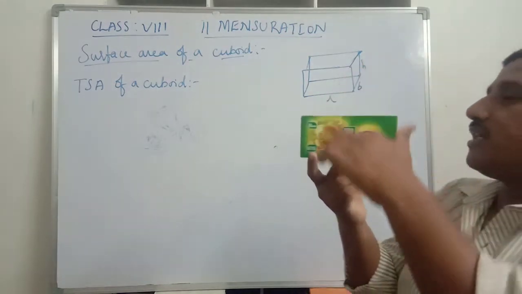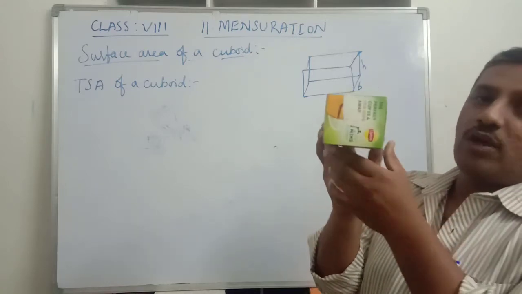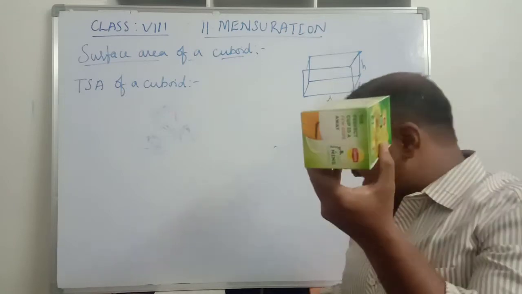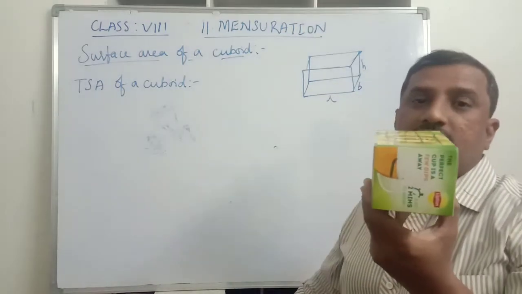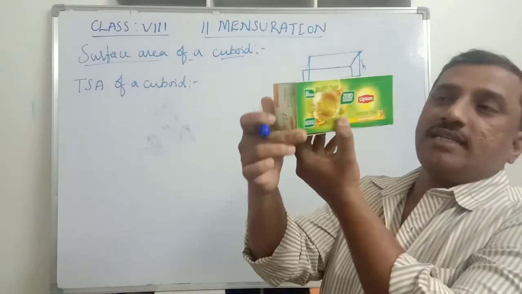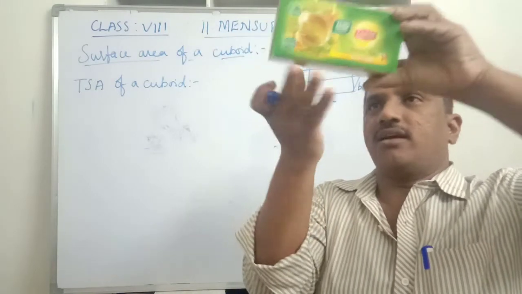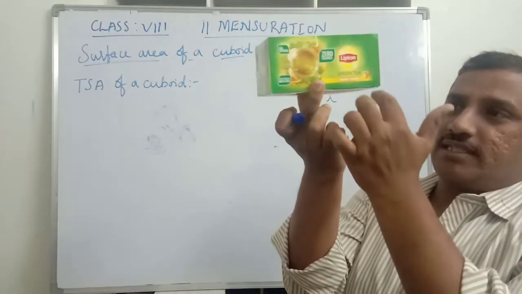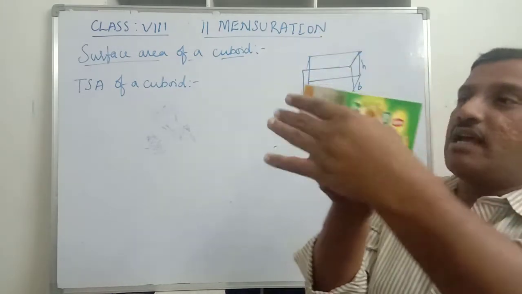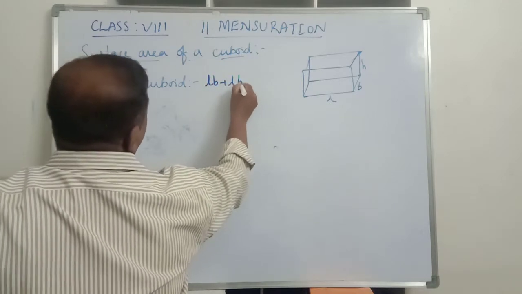So now the total surface area of a cuboid is equal to the sum of the areas of the 6 surfaces. If you consider this as the length, this as the breadth, and this as the height, then the area of this bottom surface will be length and breadth. Similarly, the top surface also has the same area, that is L into B plus L into B plus.